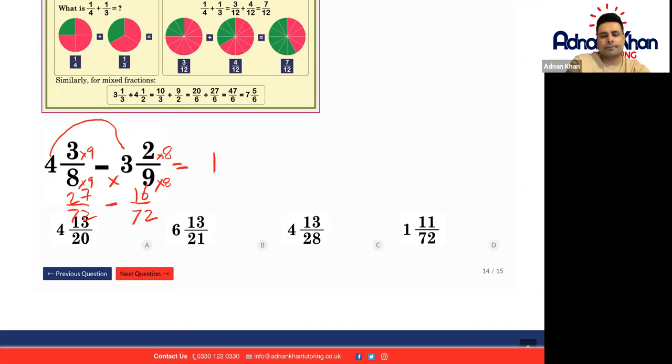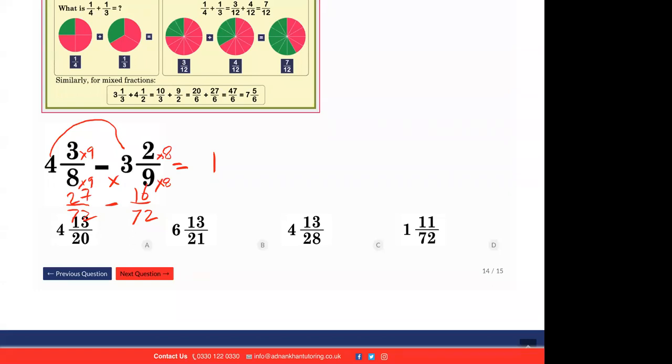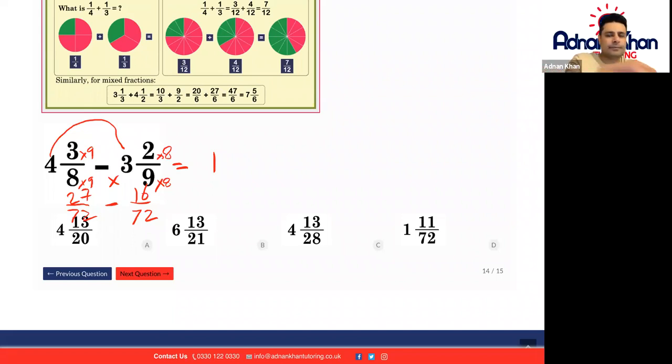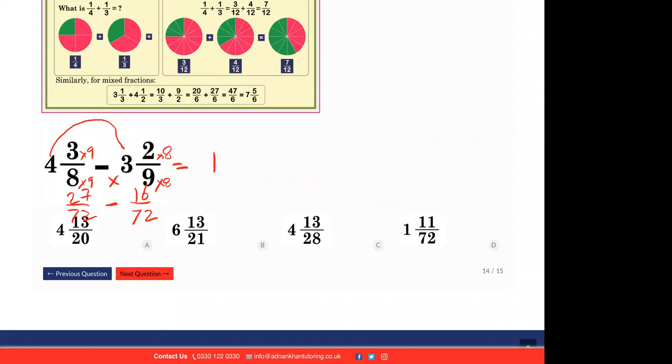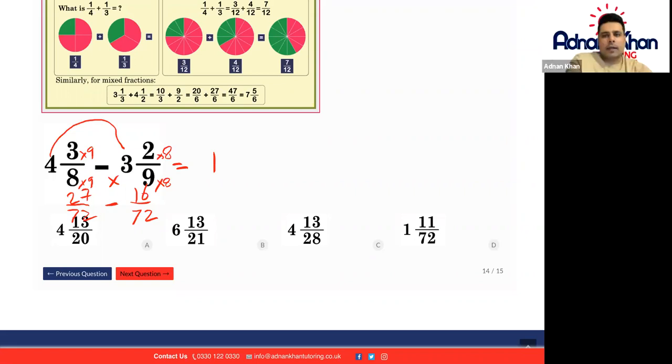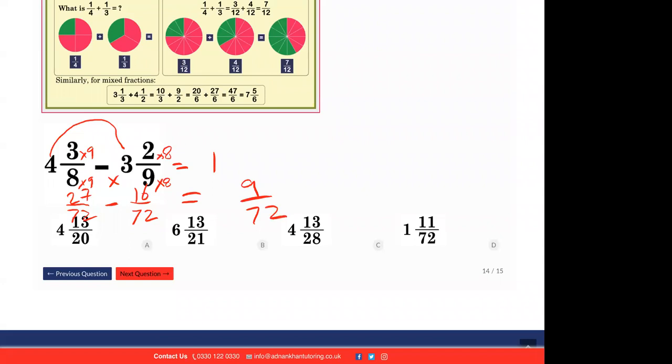Is that right? Are you with me, Sahil? It just cut out for a second. Oh, that's all right. Don't worry. So 27 take away 16 is? 9. So 1 and 9/72. Good. Do you need to simplify it? Yeah. Which will simplify down to 1/8.